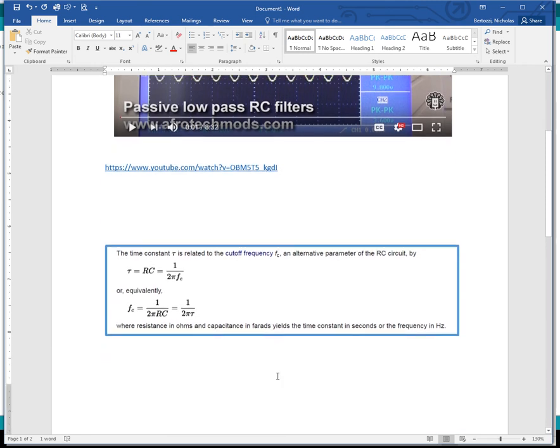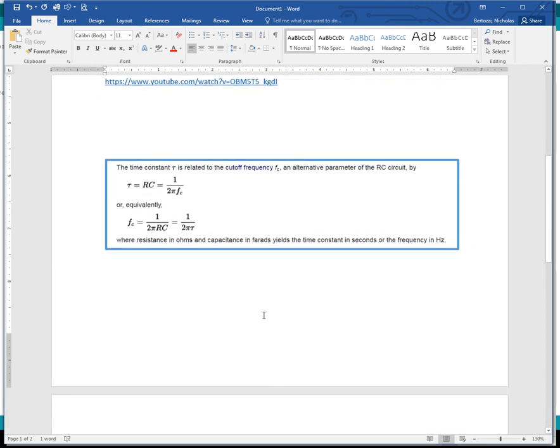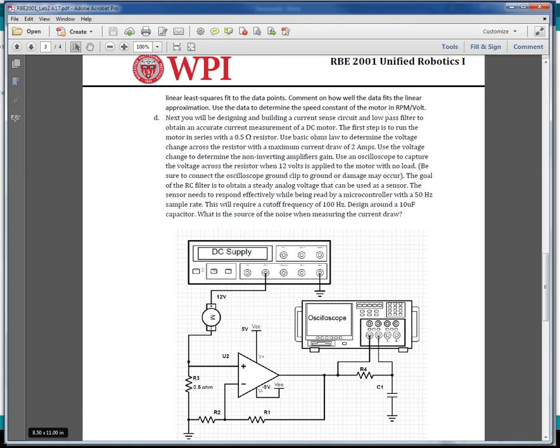Now, one of the things you're going to need to do is determine the resistor. Let me just go back. You have to determine what the resistor value should be here to get a certain cutoff frequency. So let's talk just a bit about cutoff frequency.